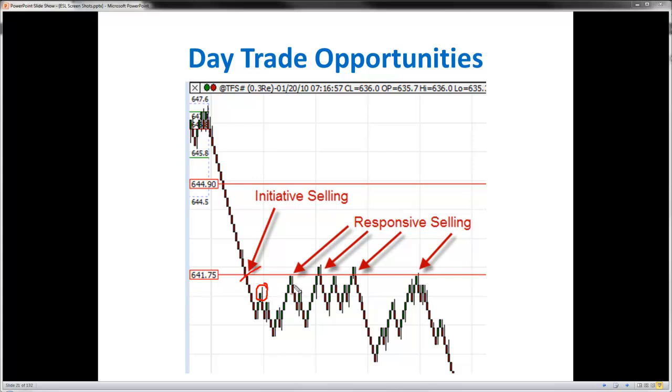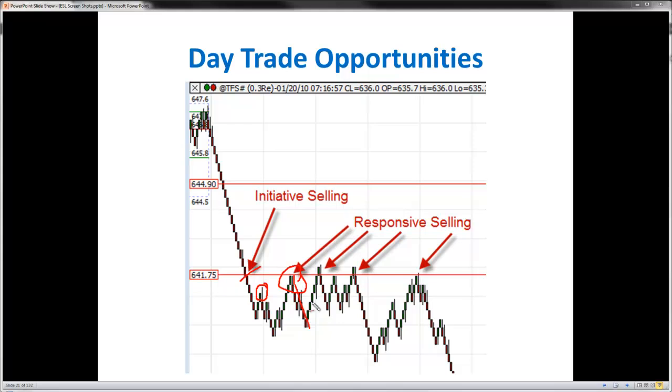However, as it comes back and gets to our level, right, this is where we want to become engaged, right? So what we're looking for is this responsive selling, and you can see it in here in this tail on the Renko bar. So this tail right here tells us that as the market came up here in the order flow, if we're watching order flow, we would see that responsive selling coming in, and we could jump on this trade and try to get a piece of this move down.